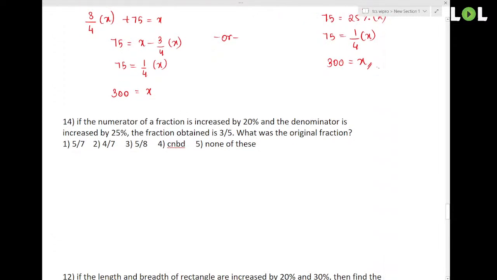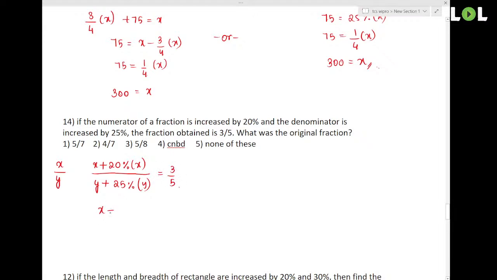If the numerator of a fraction is increased by 20% and the denominator is increased by 25%, the fraction obtained is 3 by 5. What was the original fraction? Let us consider the original fraction as x by y. If the numerator is increased by 20%, what do I get? Numerator is x, increased by 20% means x plus 20% of x. And the denominator y is increased by 25% of y. Then the fraction obtained is 3 by 5, so this is equal to 3 by 5.